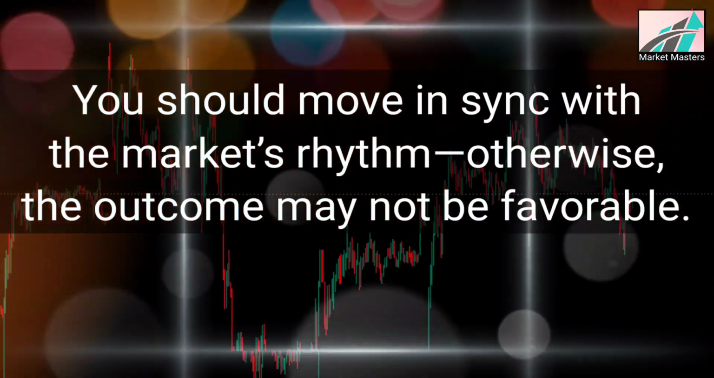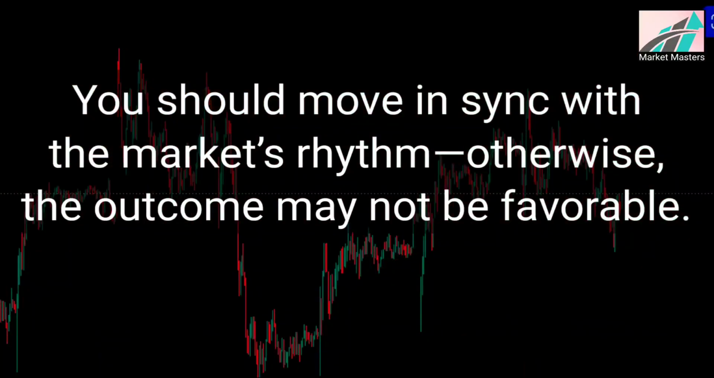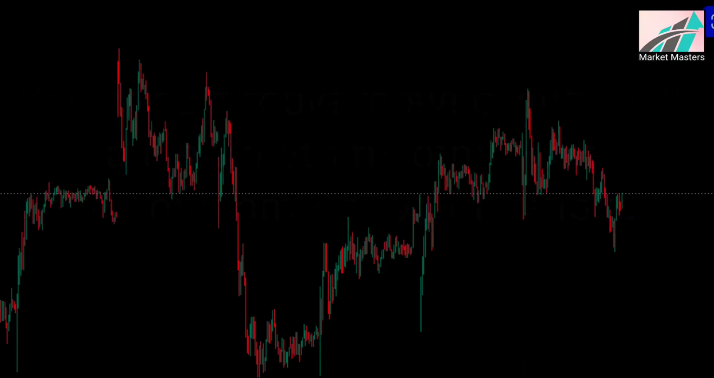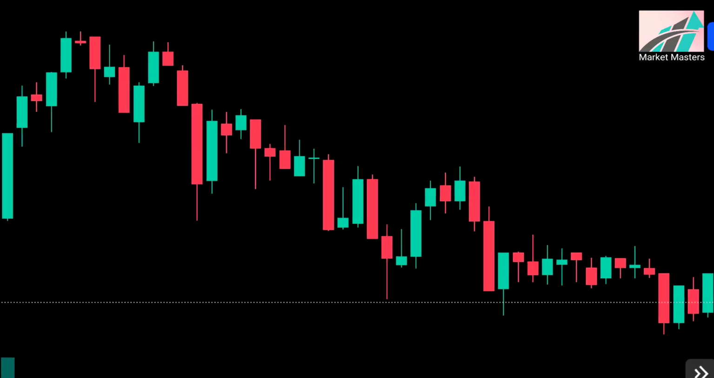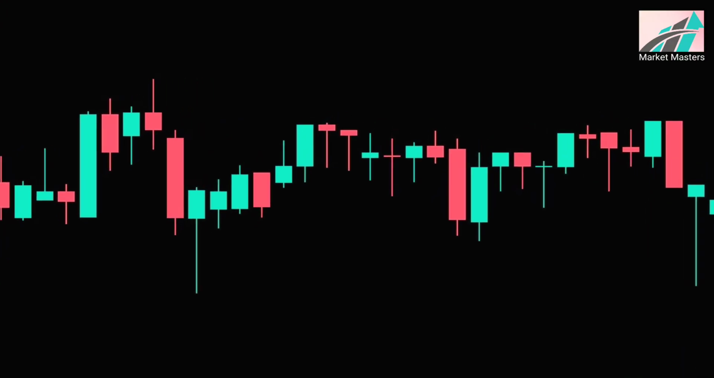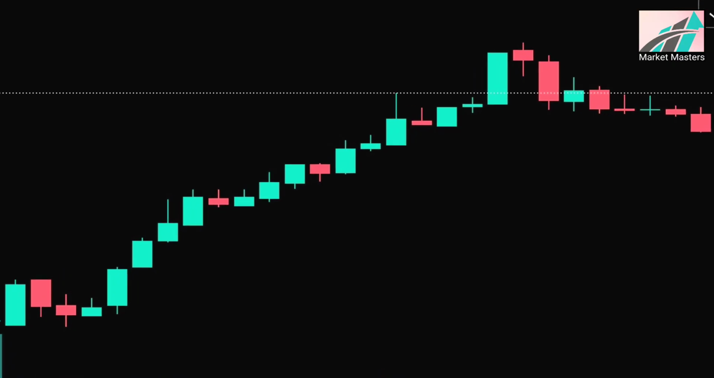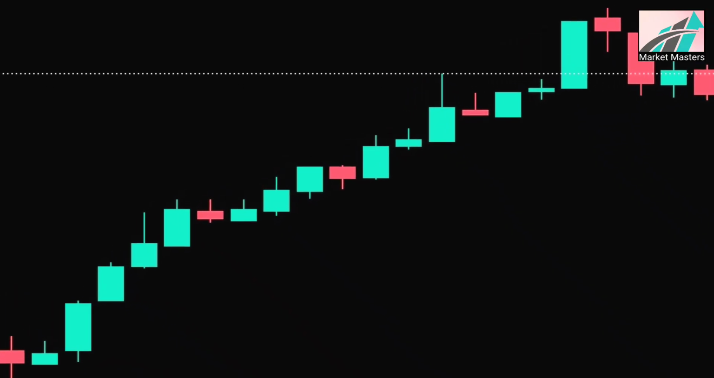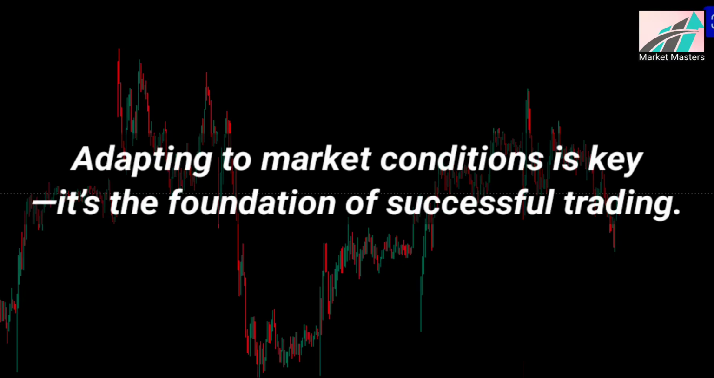Just like dancing to the right beat, you should move in sync with the market's rhythm. Otherwise, the outcome may not be favorable. A strategy that works well in trending market may not be effective in a sideways market, and a sideways market strategy may fail in a strong trend. You should trade according to the market conditions. Adapting to the market conditions is key. It's the foundation of successful trading.